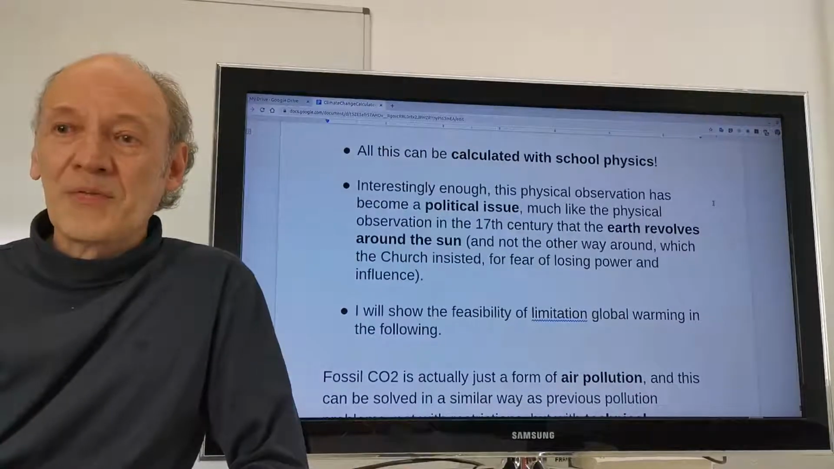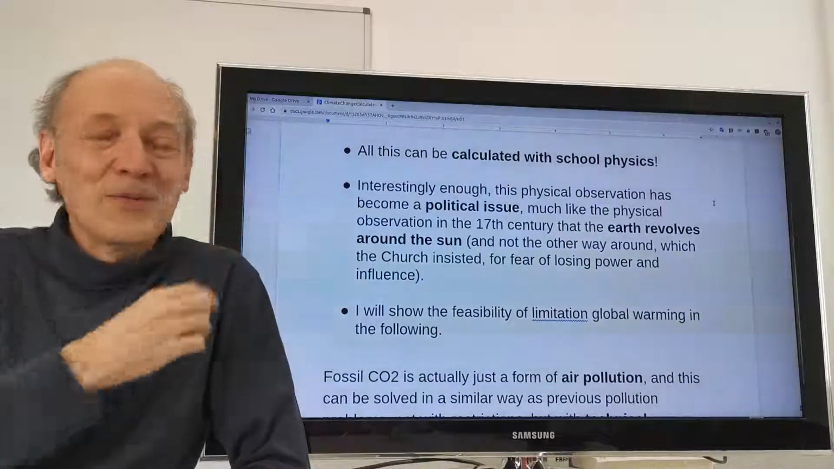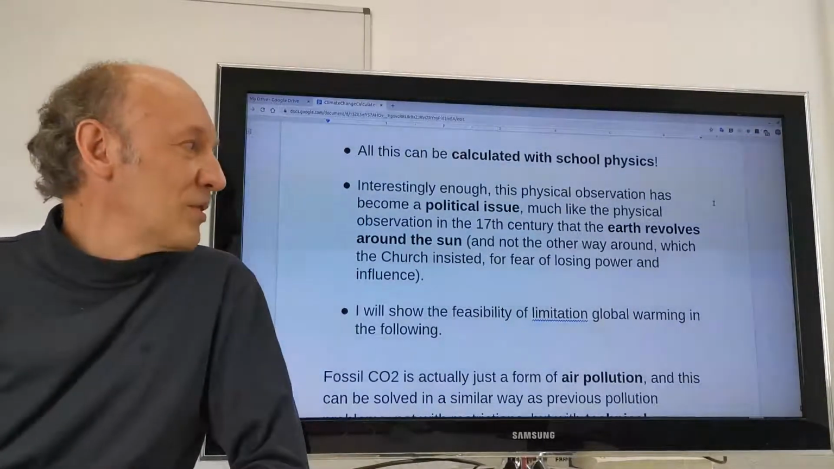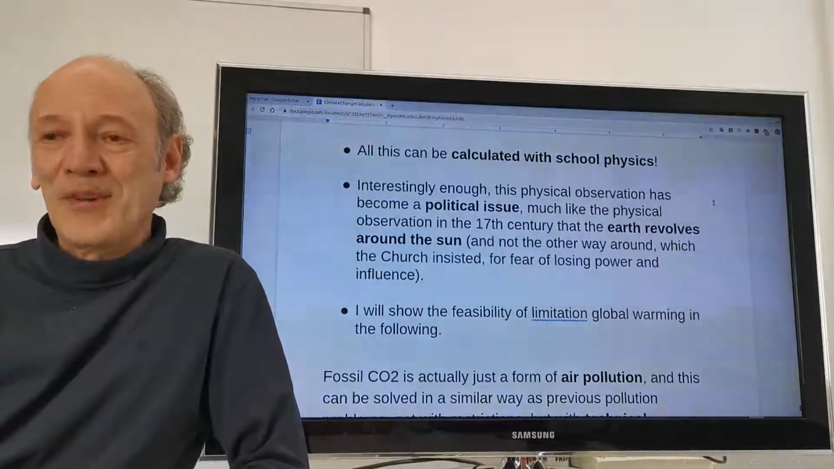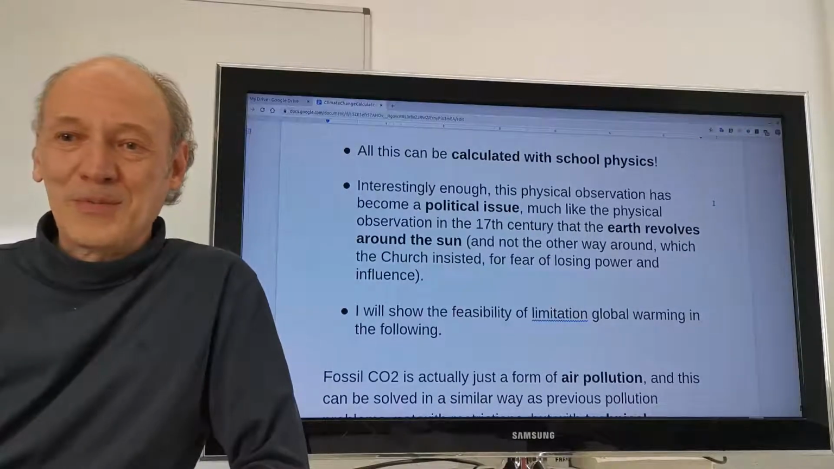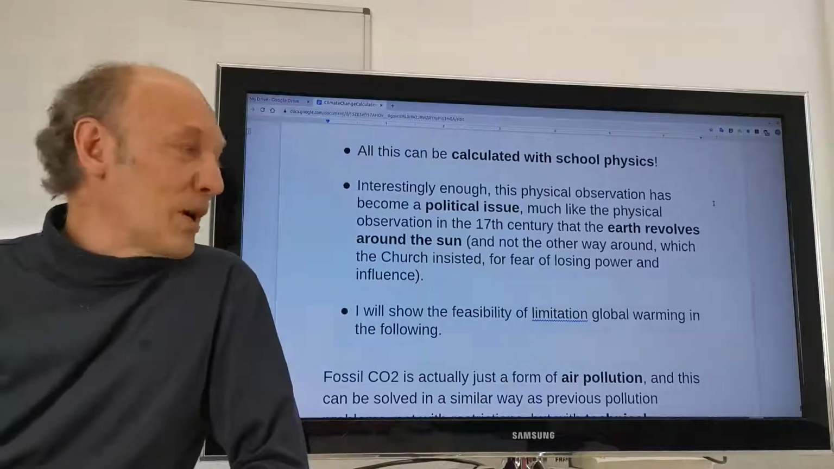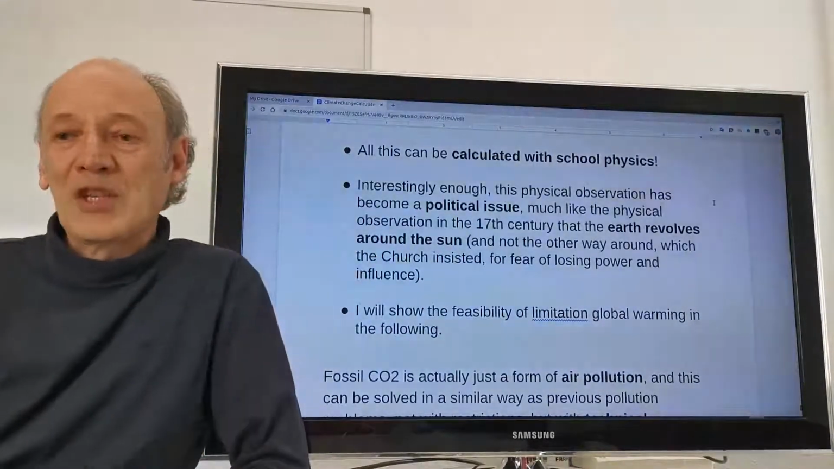Interestingly enough, this physical observation has become a political issue, even though it's basically simple. Much like the physical observation in the 17th century that the Earth revolves around the Sun was controversial, and not the other way around, which the Church insisted on for fear of losing power and influence. So it was at that time also a political issue.